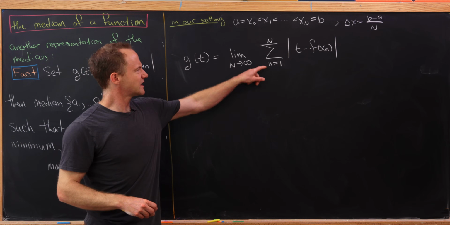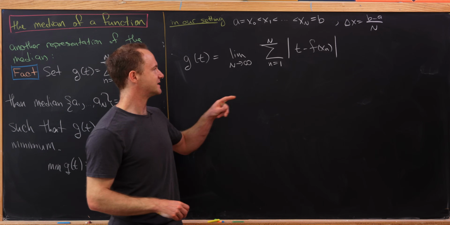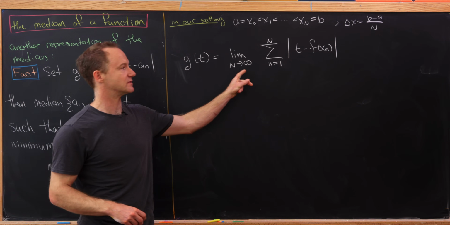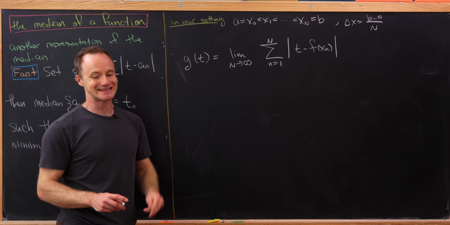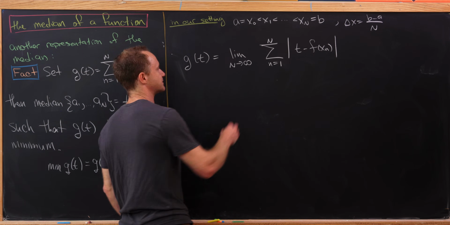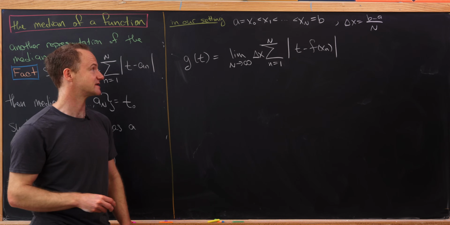Oh, but now looking at this, there's a little bit of a problem. That problem is that we're adding up a bunch of numbers, and then we're taking some limit, but those numbers might be quite large. So we need to tame them a little bit. The way to tame them is to multiply by something. So let's multiply by delta x just to tame this sum.